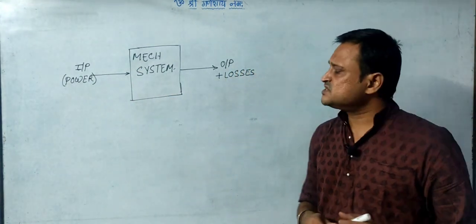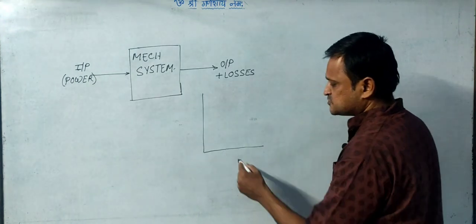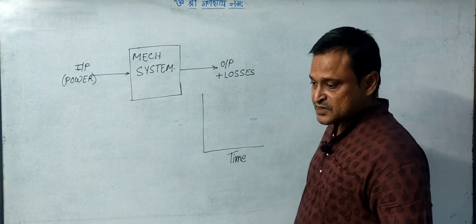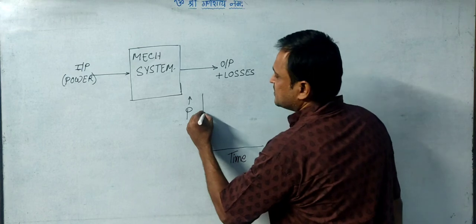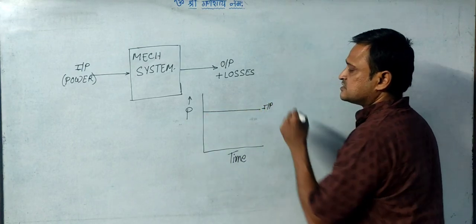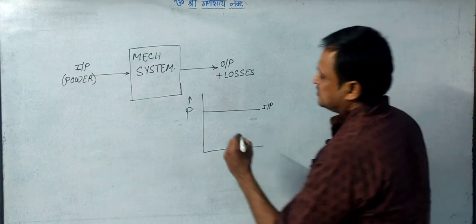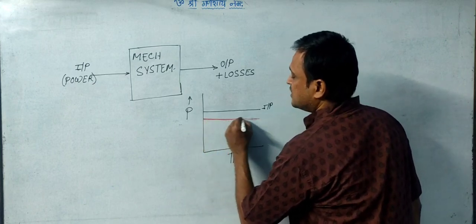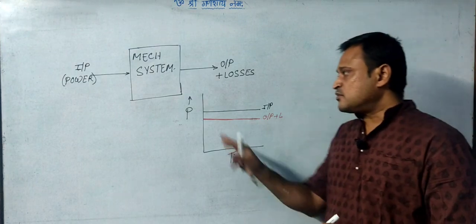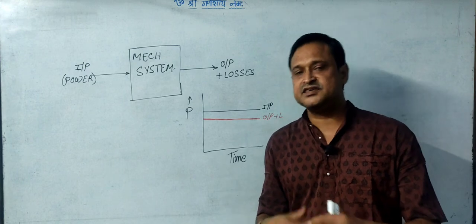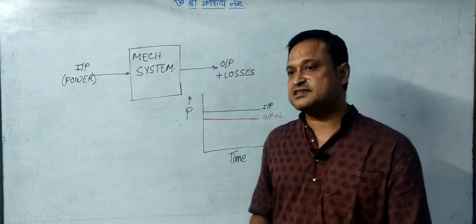Now, for example, if I take up a case, say there is a system, and with respect to time, if we try to understand the power, we are supplying an input power like this, and say the energy required by the mechanical system to do that work is this. So, maybe the output plus the losses. You can see the power which is delivered and the power which is required have a kind of mismatch. So, maybe the required power, or the required energy, is lesser than what we are supplying.